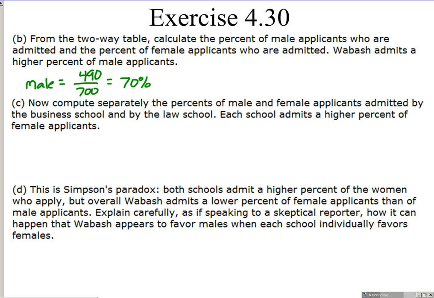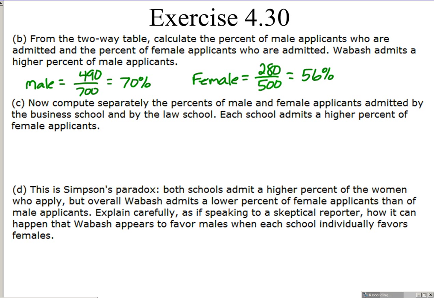Female students. There are a total of 280 admitted out of 500. They only admit 56% of the females. So looking at that data, it seems that they admit a higher percentage of males than females. So this could be grounds for discrimination, that they are admitting a higher percentage of males than females to their university. Now compute separately the percents of male and female applicants admitted by the business school and by the law school.